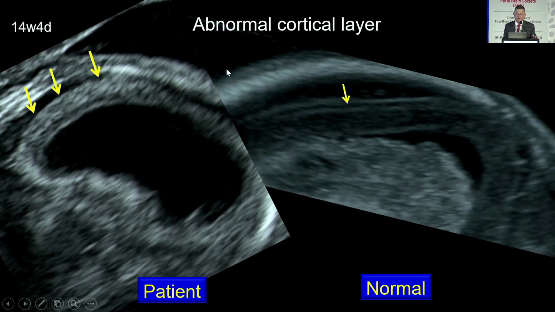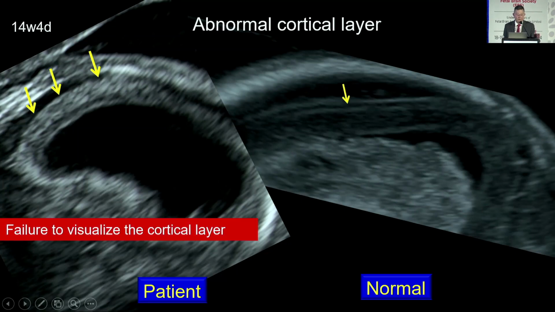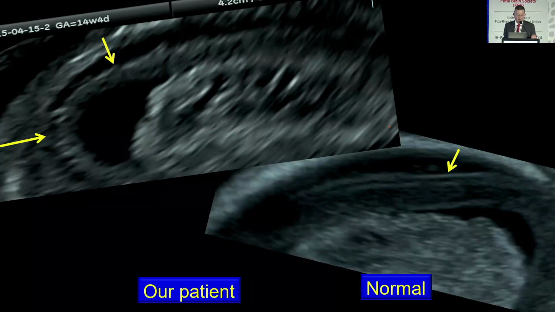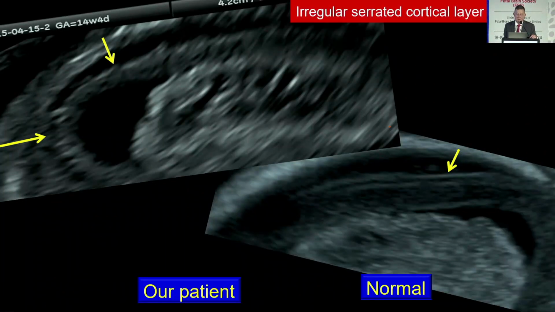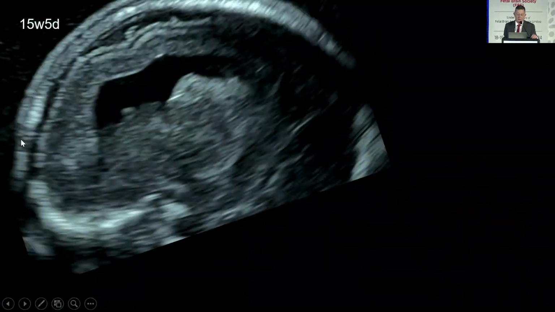Okay, this is a patient at 14 weeks and 4 days. I don't need to speak too much to show you, so that you understand that here the cortical layer is absent, is abnormal. So you don't see the cortical layer. This is a very early sign that something is wrong with the cortex. And in this patient, again, you see this irregular serrated pattern here.